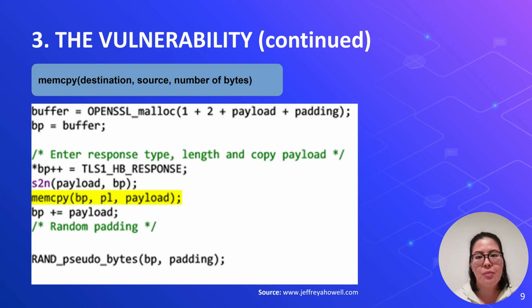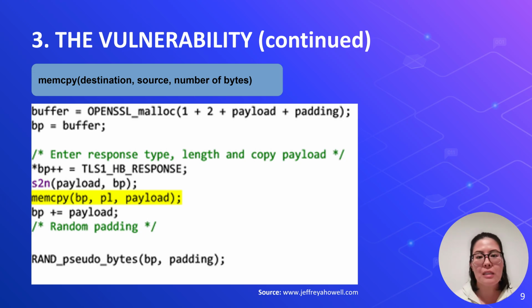Next, the receiver prepares a response by allocating memory using OpenSSL malloc. This allocated buffer includes space for the response type, the payload length, the actual payload, and the random padding. A pointer, BP, is set to reference this buffer, BP equals buffer. The response message is then structured. The type is marked as TLS1 HB response, and the payload size is stored in the next line.